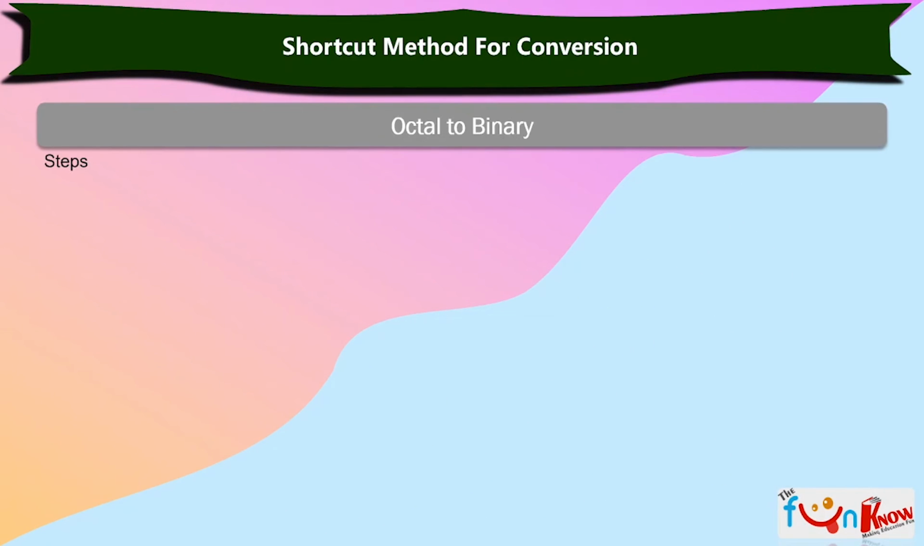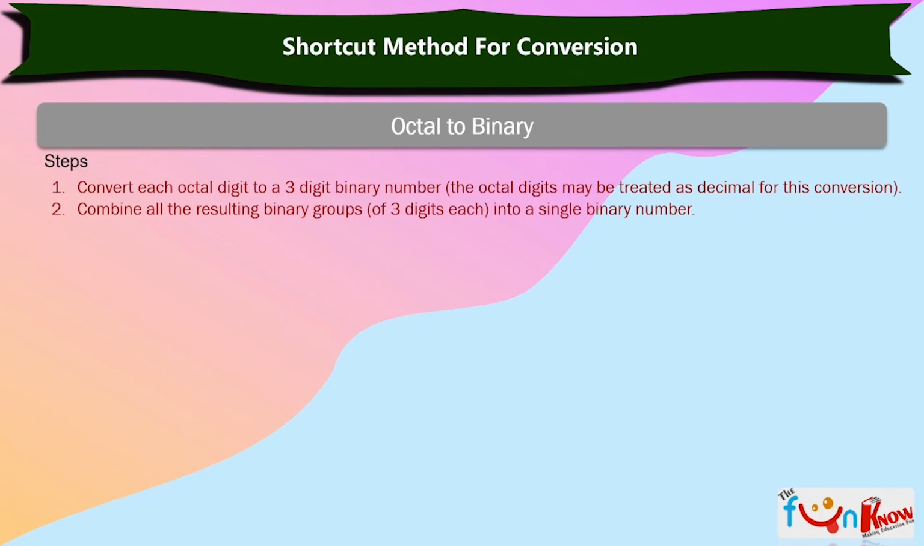Next, students, octal to binary. For octal to binary, there are steps. The first step is to convert each octal digit to a 3-digit binary number. The octal digit may be treated as a decimal for this conversion. Then combine all the resulting binary groups of 3 digits into a single binary number. Converting an octal number, 25 base 8, to binary means there is an octal number given, and we have to convert it to a binary number.